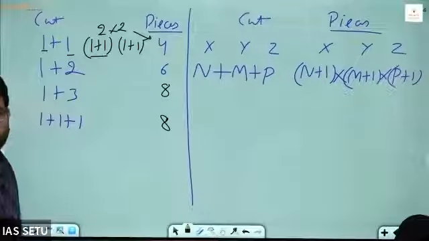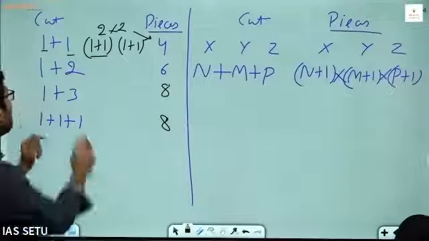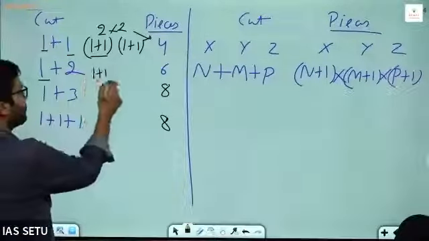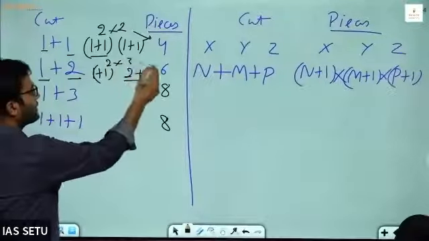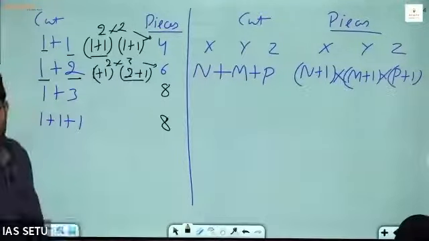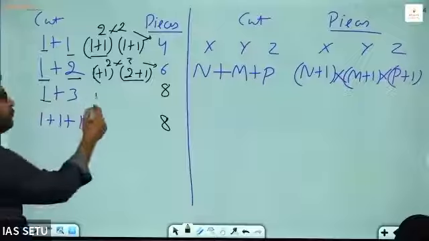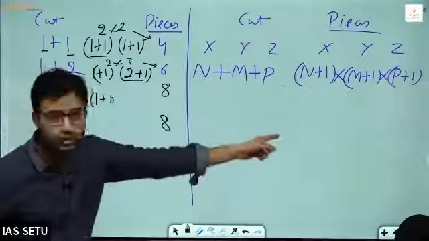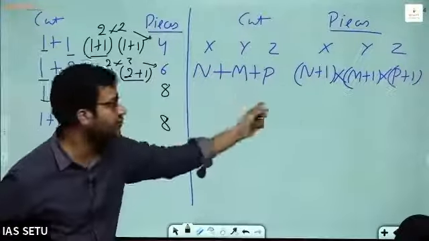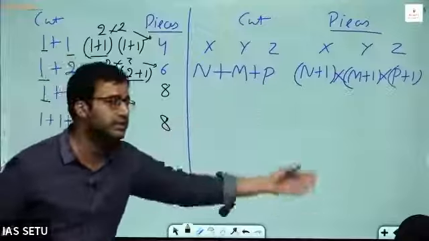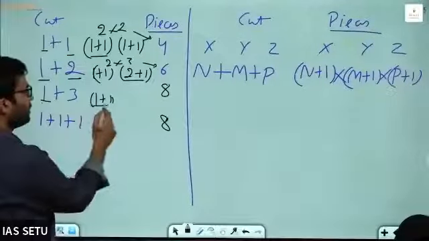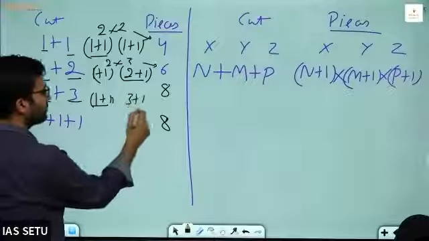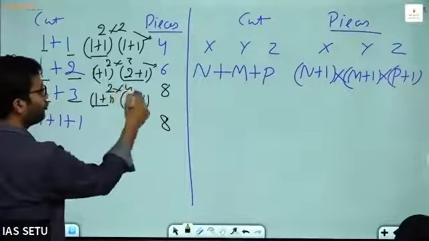2 into 2 is 4. Like here, this 1 cut gives you 1 plus 1 pieces, this 2 cut gives you 2 plus 1 pieces, 2 into 3 is 6. This 1 cut gives you 1 plus 1, n cut gives you n plus 1, m cut gives you m plus 1, p cut gives you p plus 1. कट से पीसेस में आपने 1 1 ऐड करना है और मल्टीप्लाई करना है. सिंपल. 1 कट 1 प्लस पीसेस, 3 कट 3 प्लस 1 पीसेस, मल्टीप्लाई 2 into 4 8.